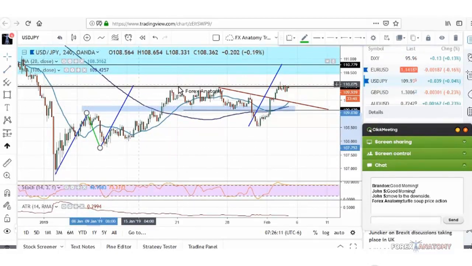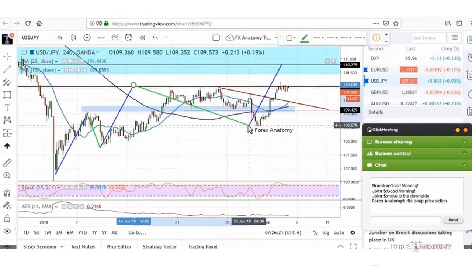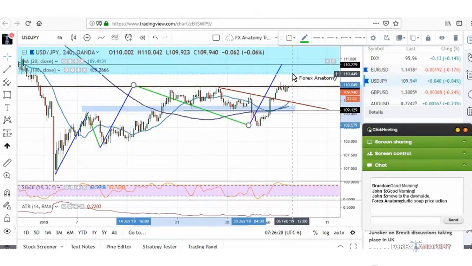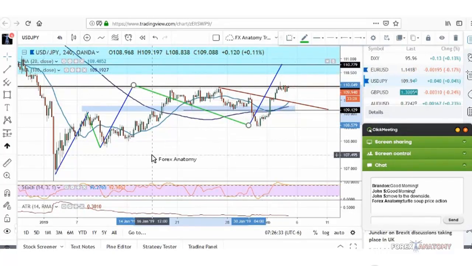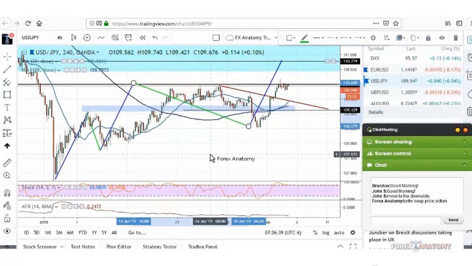Then you have the second drive. And then, of course, we have the pullback. In this case, the pullback is to this area. And now we have a possible third drive taking place, and price could push and test this area right here. So we could potentially see a move to the upside on the US dollar Japanese yen.